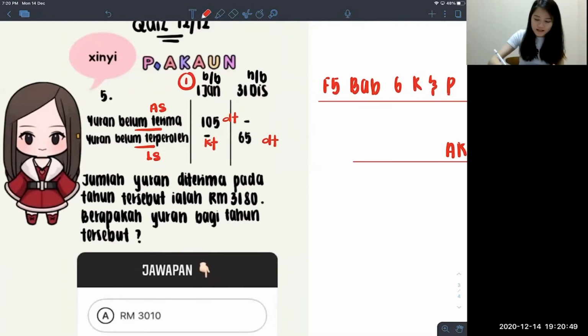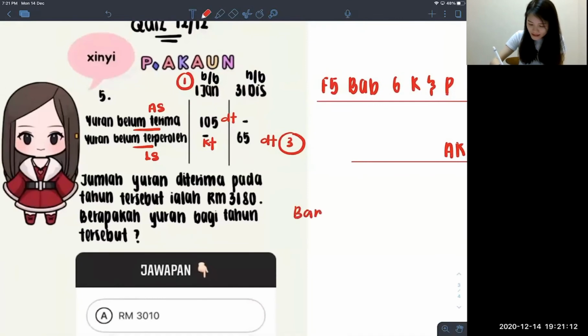So then I will put it as number 3. Okay, number 3. So who is number 2? Now, number 2 is how much did you receive during the year? So you need to see whether the question gives you the info of yuran diterima, which is how much you received, or the question tells you how much you should receive. So we have 2 terms for it. Yang diterima, we call that bank, while yang sebenar, which is the whole year, how much you should receive, we call that pendapatan dan perbelanjaan.